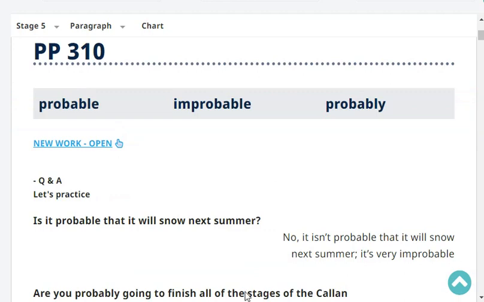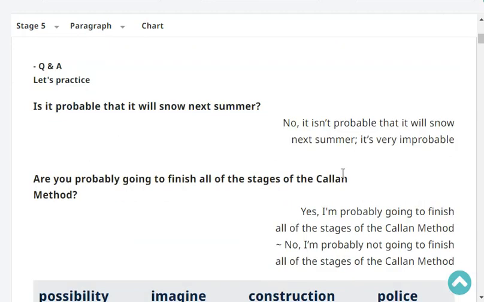Is it probable that it will snow next summer? No, it isn't probable that it will snow next summer. It's very improbable. Very good.